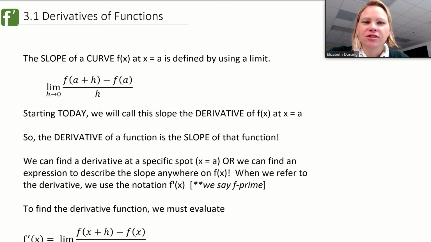Welcome back to another calculus video. Today we're going to dive into a new unit and a new way to look at the slope of a curve. And we have a new word that we're going to start using to describe that slope of the curve, and that word is the derivative.